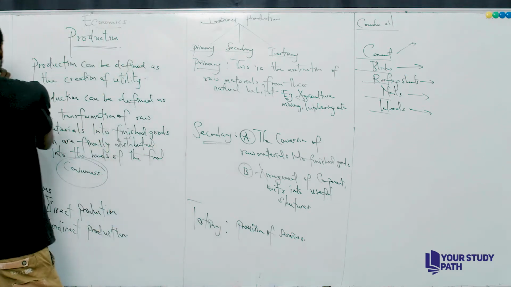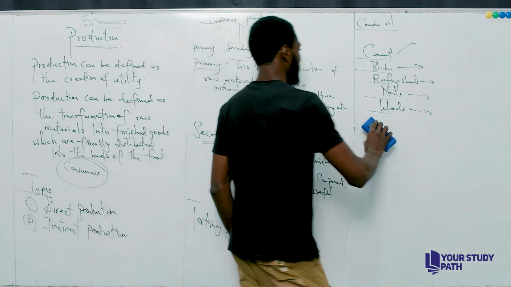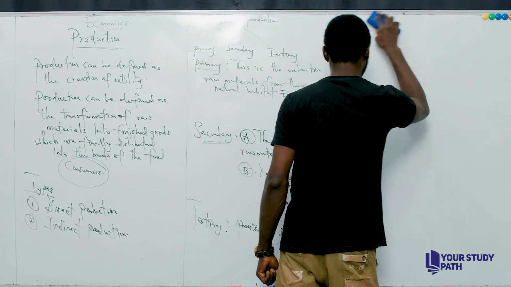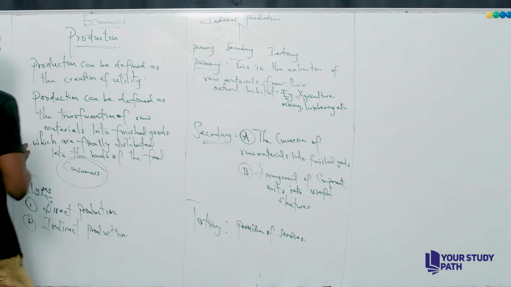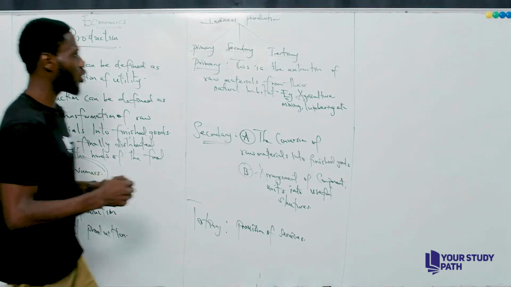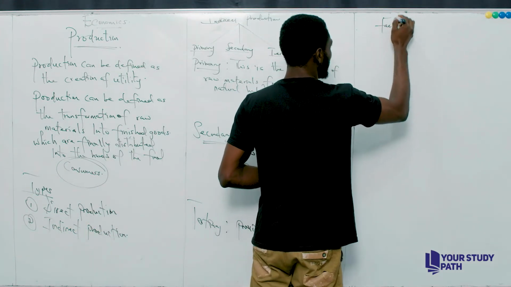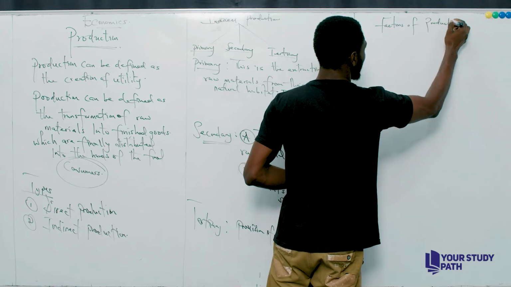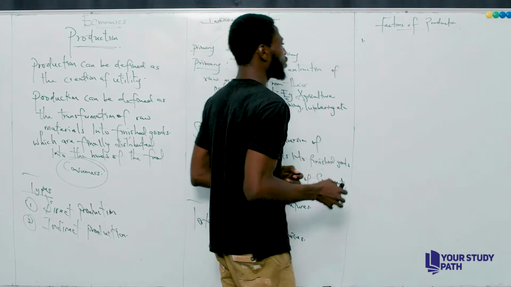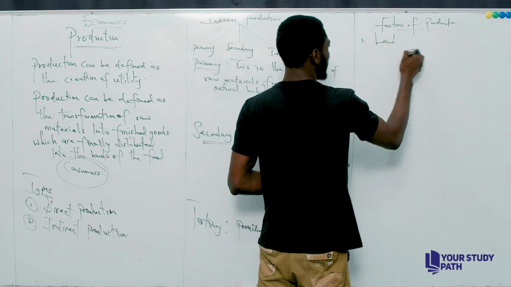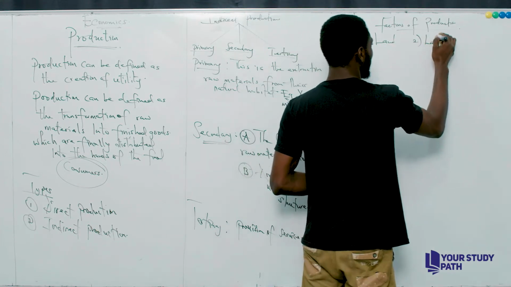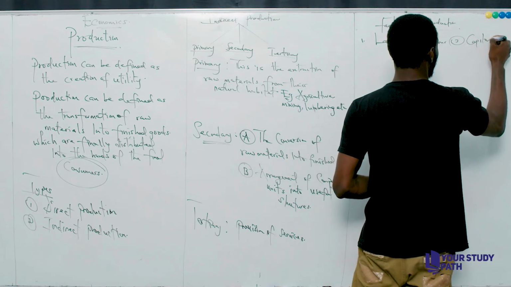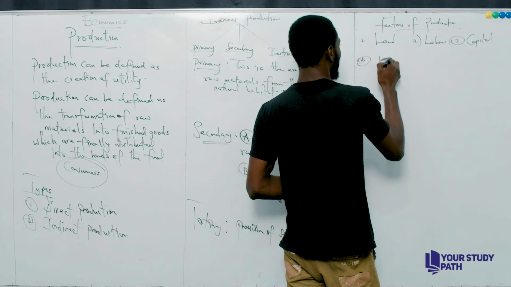Then we move on to what we call the factors of production. Looking at the factors of production, very simple. The first one, we have the land. Second one, we have labor. Third one, we have the capital. The fourth one, we have entrepreneur.